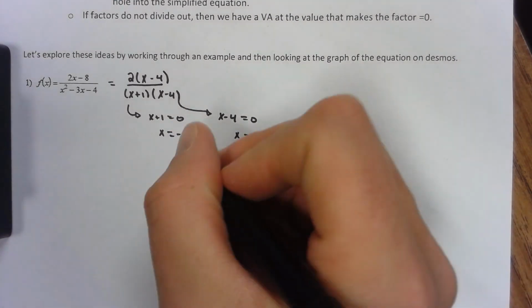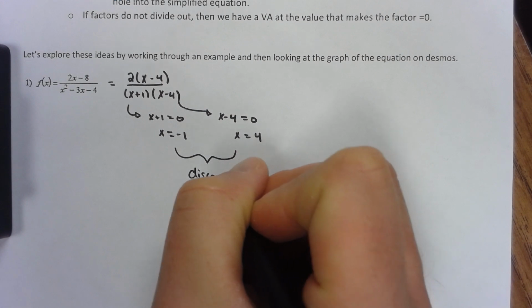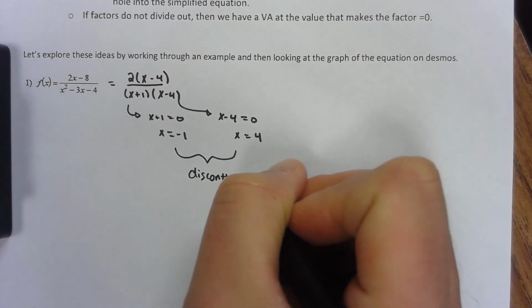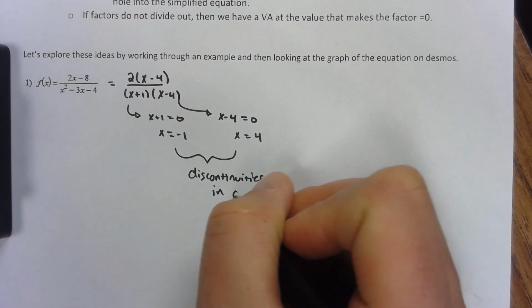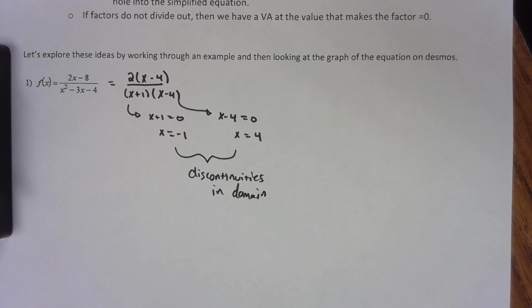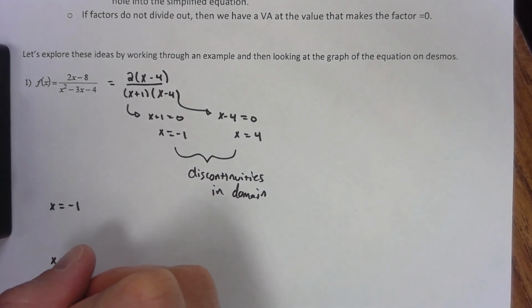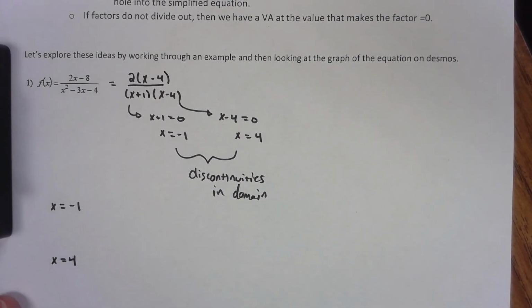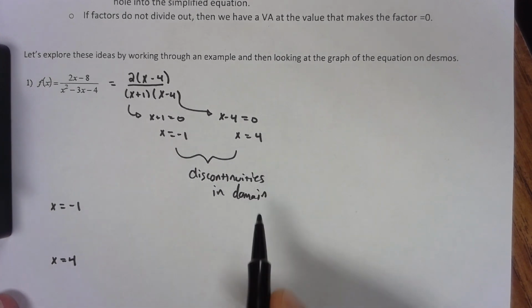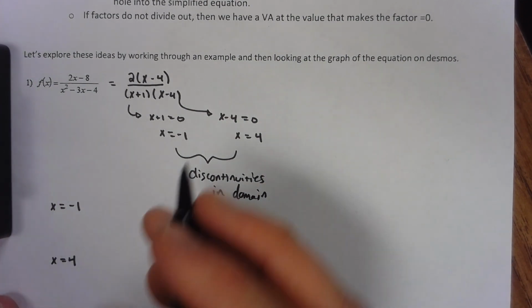Now again, as a whole, these are the discontinuities in the domain. So at negative 1 and at 4, we are either going to have a vertical asymptote or a hole. We're not sure what yet. So negative 1 and 4. So now that we've factored and identified the restrictions in our domain, now we're going to try to identify at negative 1 and at 4, do we have a hole or a vertical asymptote?